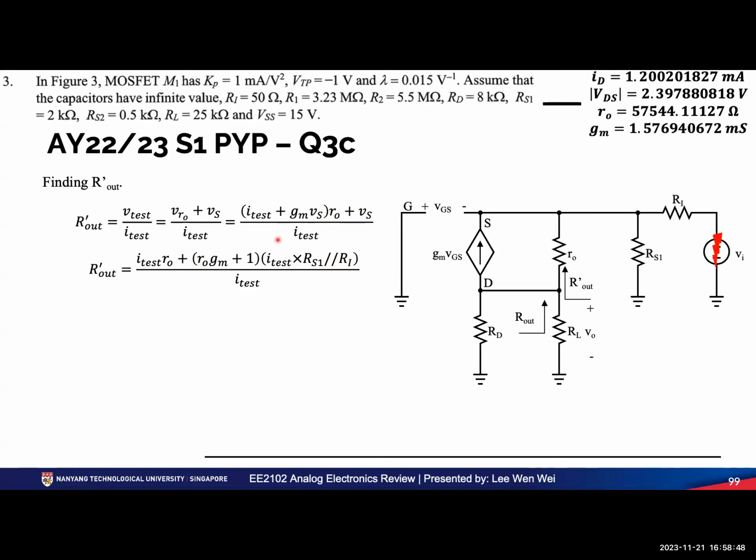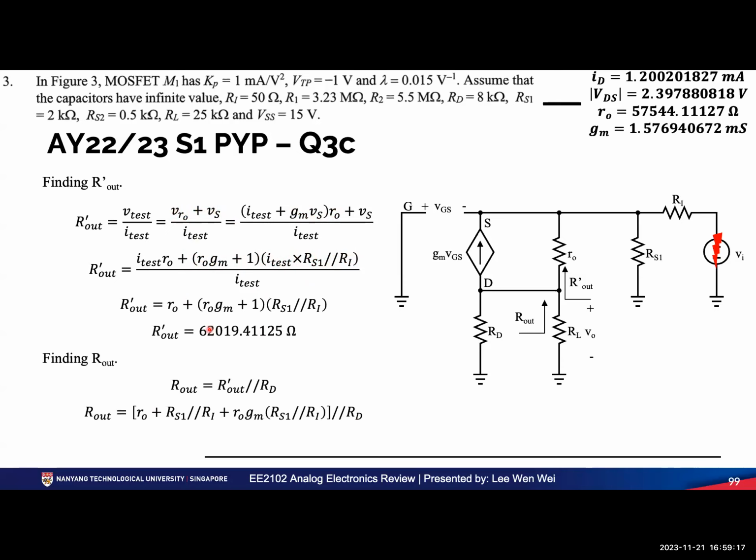This is actually just I test and RO, which is just VRO. Right? And let me see. Yeah, VRO. Right, but VRO also got this GM, VGS, and RO, right? Which are separate out here. So this is part of the VRO. Plus 1 is the VS here. And the VS is expressed as this. I test times RS1 and parallel with R. Okay. And then I can cancel out the I test terms. And then I can get this expression. And we can finally calculate R out, which is just in parallel. And that's it. Just parallel with RD only. The R out prime parallel with RD only. That's all.